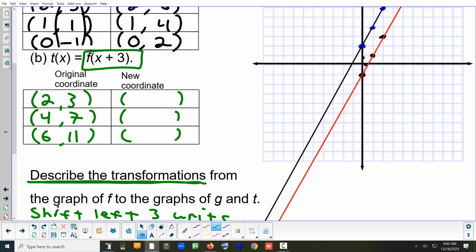So what's 2 minus 3? -1. And 4 minus 3, Sam? 1. And 6 minus 3, how about Molly? 3. So we subtracted 3 from all the x's, and the y's stay the same.